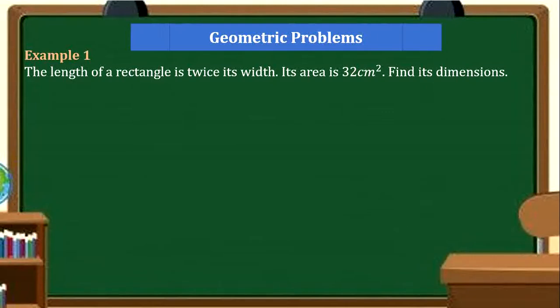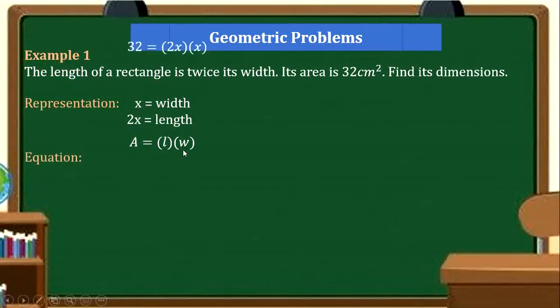So, kaya, i-represent natin si width as x and then si length as 2x. And then, another given is its area, which is 32 centimeter squared. So, ang formula ng area natin ay A is equal to length times width. So, ibig sabihin, ang equation natin ay 32 equals 2x times x. So, si 32, siya yung area. And then, si length, ni-represent natin siya as 2x, and then si width, ni-represent natin siya as x.